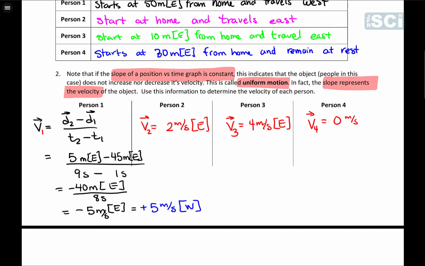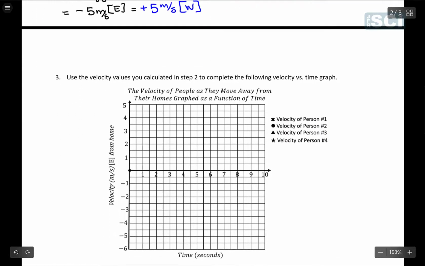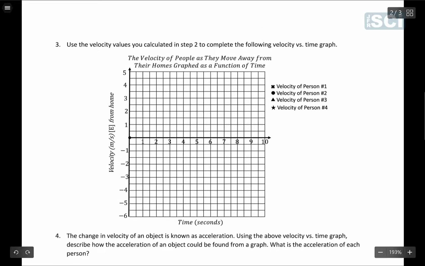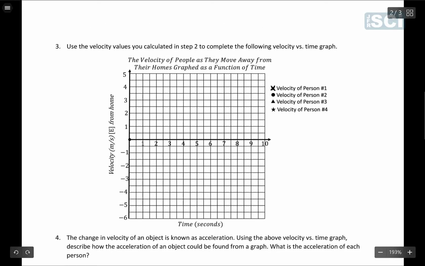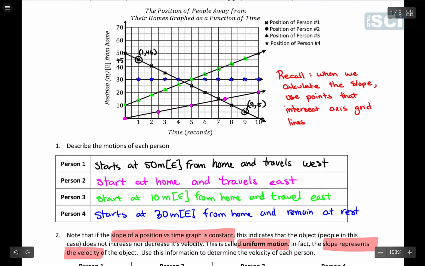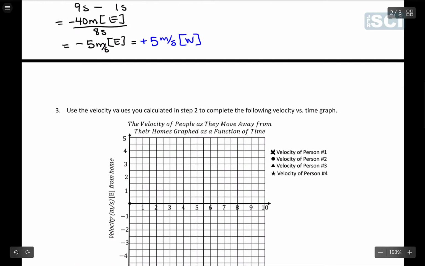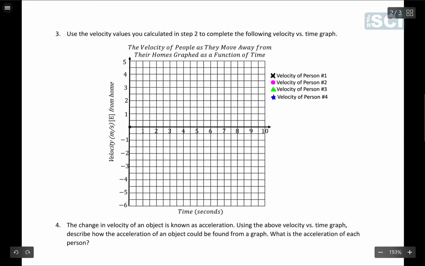Okay, so now I know the velocities of each of these people. We can go ahead and actually graph their velocities. And just reminding ourselves, we're using black ink to represent person 1. We were using pink to represent person 2. I believe green was person 3. And then I believe blue stars were person number 4.